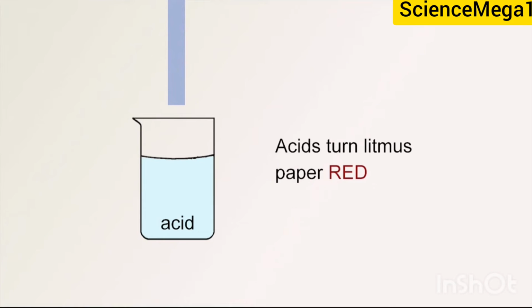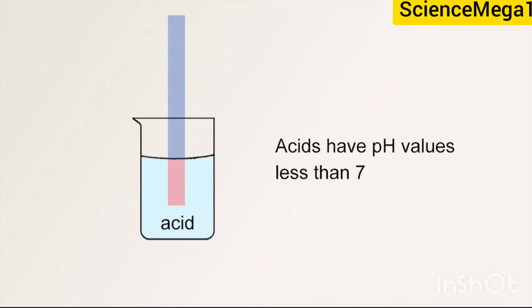Acids turn litmus paper red. So in a given illustration, if a blue litmus paper is introduced into a sample which is acidic, it will immediately turn red. The litmus paper contains dyes which react with the acid to effect color change from blue to red. Acids have pH values less than 7.